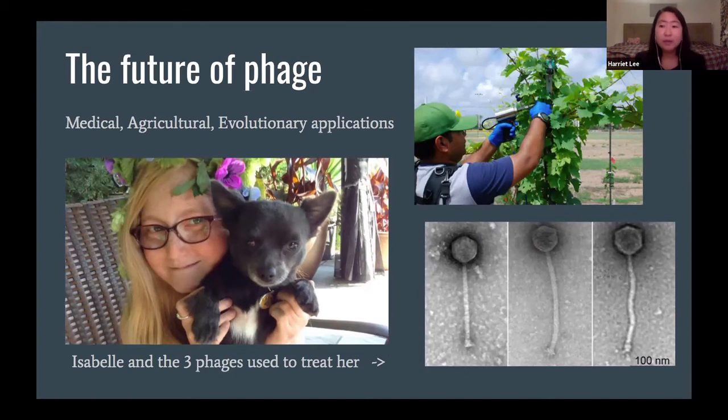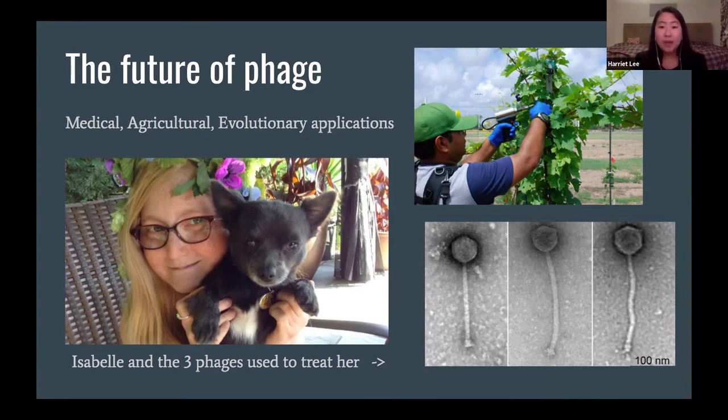The girl on the left, her name is Isabel, and she was born with cystic fibrosis. This caused a sticky mucus to develop in her lungs, which harbored life-threatening infections. So in order to try and resolve these infections, Isabel and her family turned to phages. Three phages were used to work against the infections, and they were also genetically modified in order to be more effective.